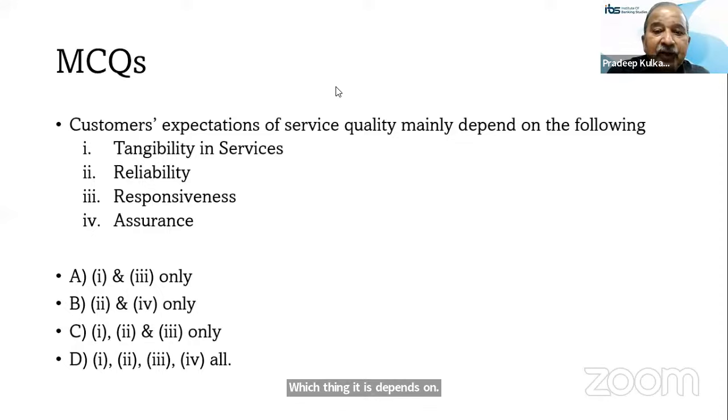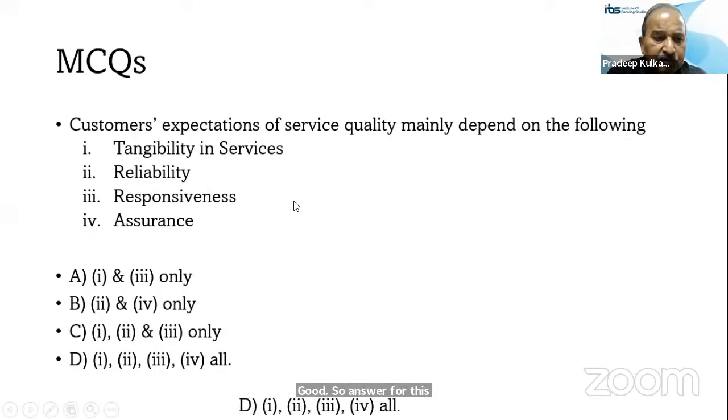Good. Yes. Any doubt, any question, Archie? Archie, any question? Yeah. Arohi, any question? You have raised the hand. If you have, good. So the answer for this is all the four.